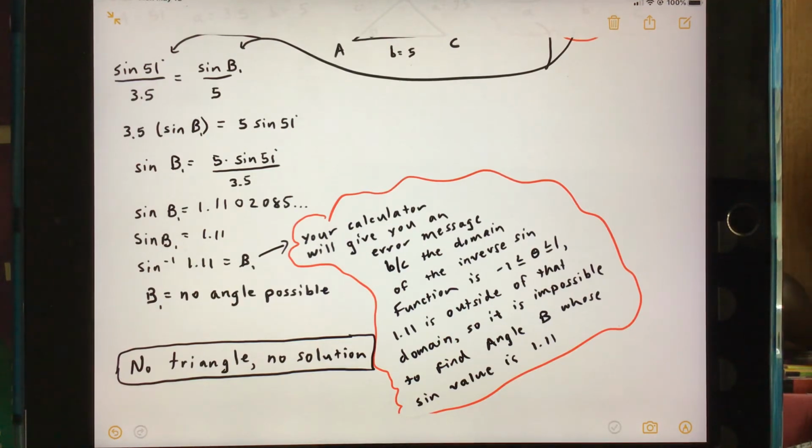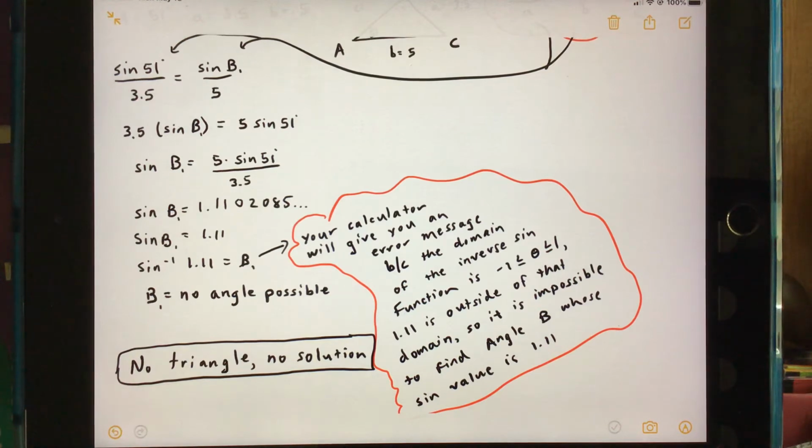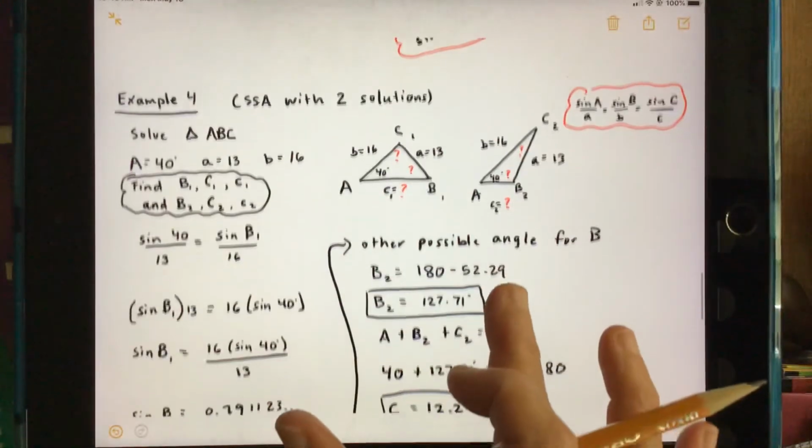And that's how you're going to find out that you have a no solution situation. You're going to set about the procedure of using the law of sines, and when you go to find that angle measurement, you're going to get an error message on your calculator. No angle will be possible. So when that happens, no triangle, no solution. If you get an answer for the sine of the angle that you are trying to find that is outside of -1 and 1, either greater than 1 or less than -1, then you know there's no angle possible. All right, what about our two solution situation?